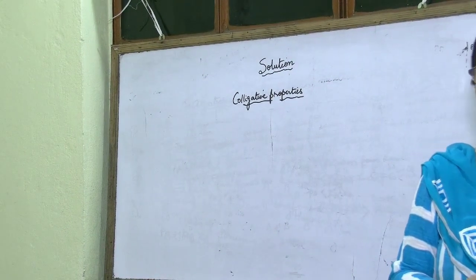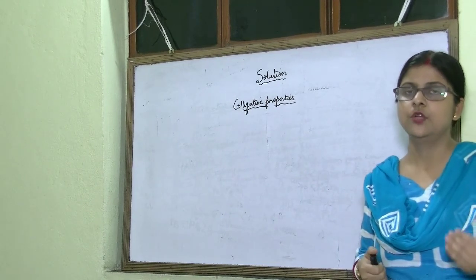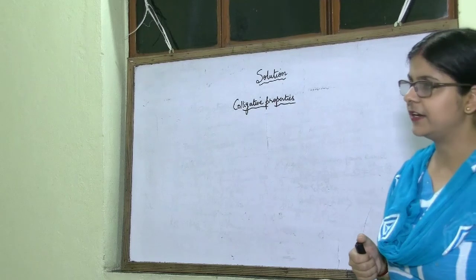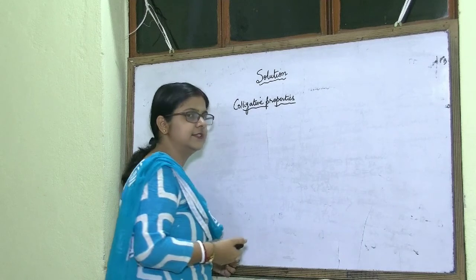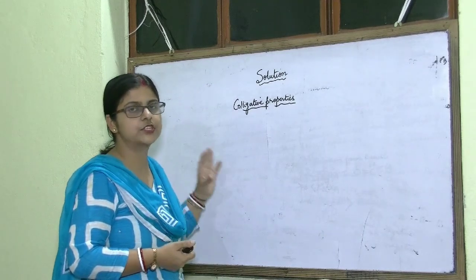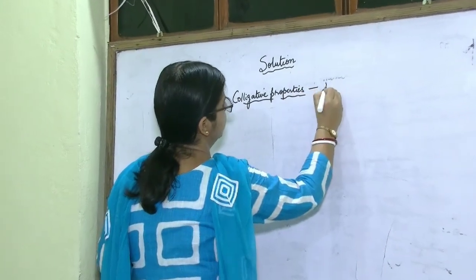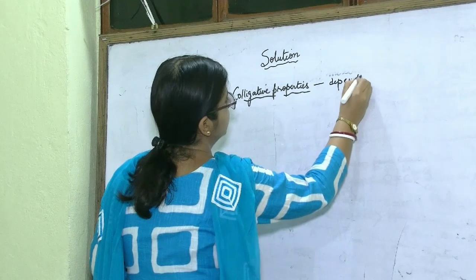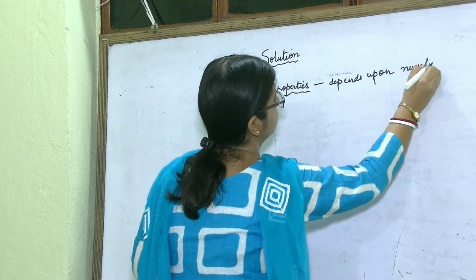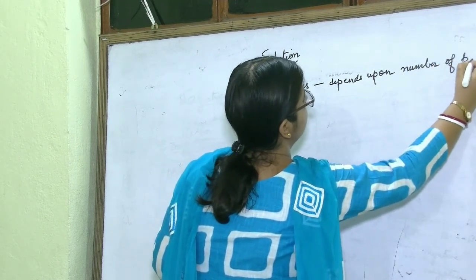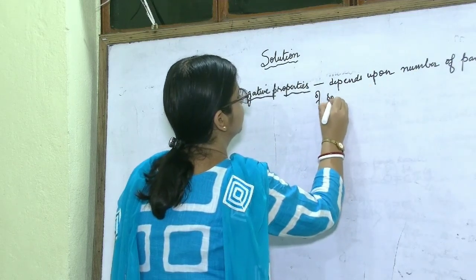Again I am repeating, what are colligative properties? Colligative properties are those properties of the solution which depend upon the number of particles of solute and not upon the nature of the solute particles in the solution. They depend only upon the number of particles of solute.